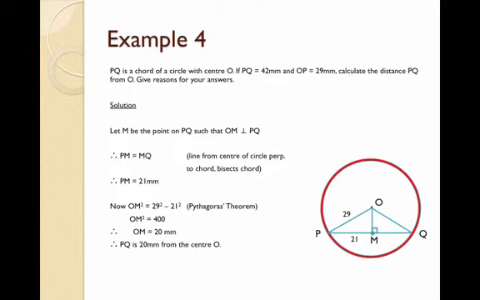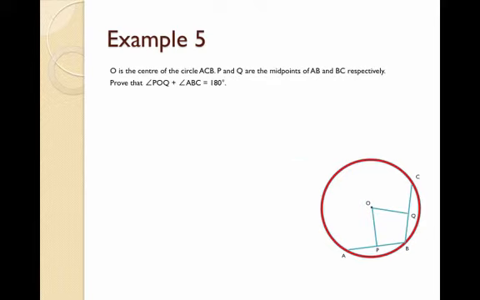You should always phrase your answer in such a way that it specifically answers the question that is being asked. Our second example looks different to the last, just demonstrating the varied problems you can be given in this course. The question says that O is the center of the circle ACB, and that P and Q are midpoints of AB and BC respectively. We are asked to prove that angle POQ plus angle ABC is equal to 180 degrees. At this point you should pause the video and try the question for yourself.